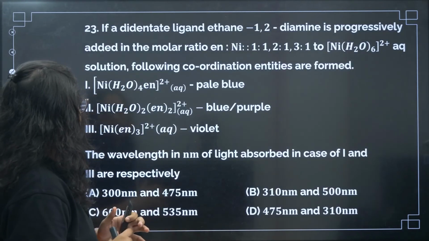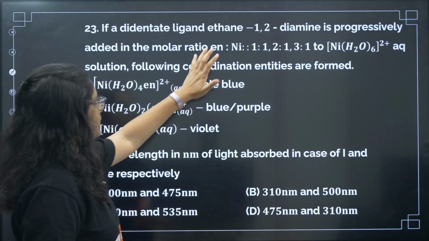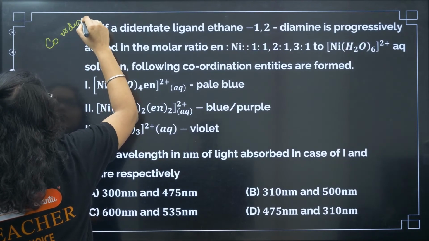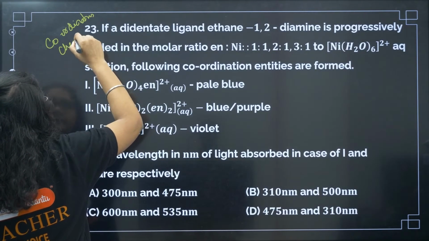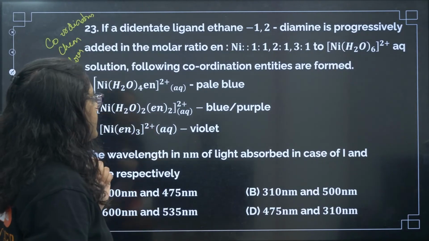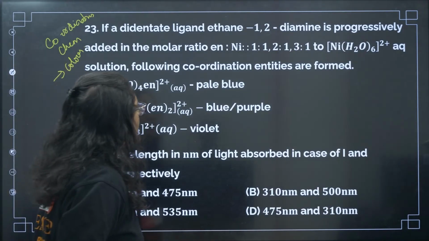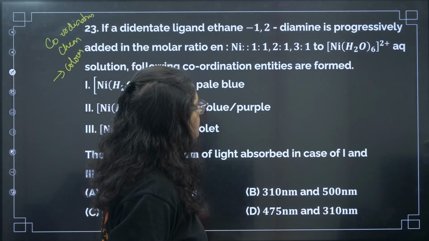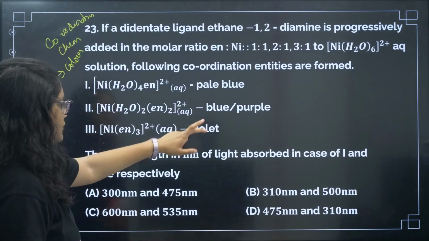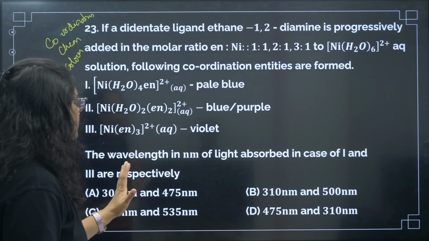Now coming to the next question, 23. In a didentate ligand, if a didentate ligand ethane 1,2-diamine is progressively added in the molar ratio of 1:1, 2:1, 3:1, the following coordination entities are formed. So this question is again from your coordination chemistry, and it is from the color concept. So they have given you the products, they have given you the colors. The wavelength in nanometer of light absorbed in case of 1 and 3 are.